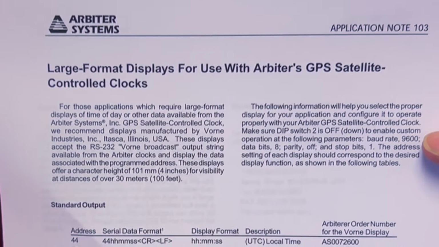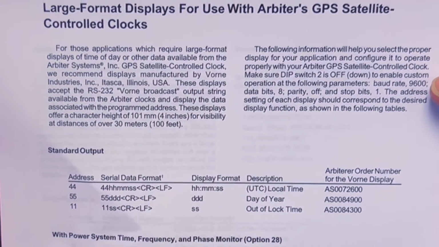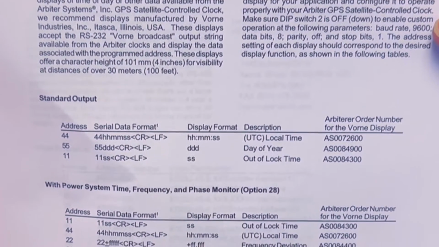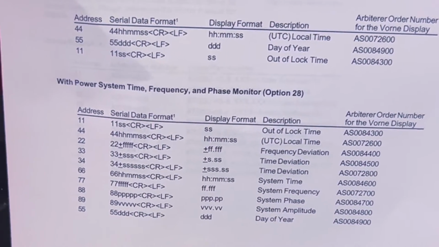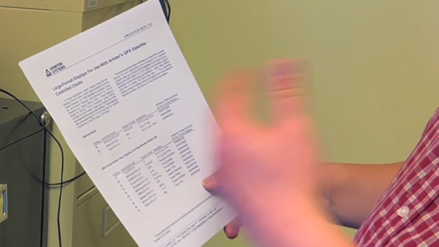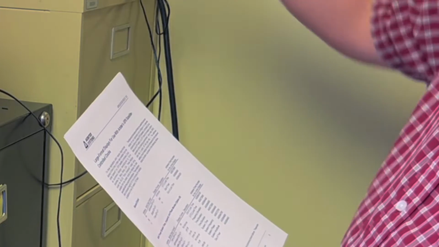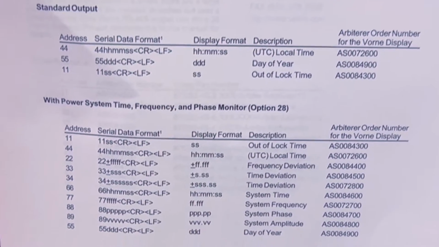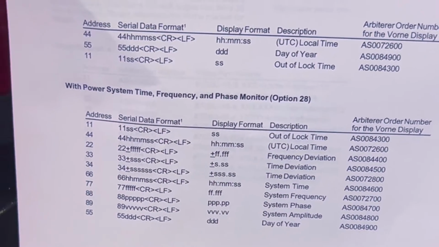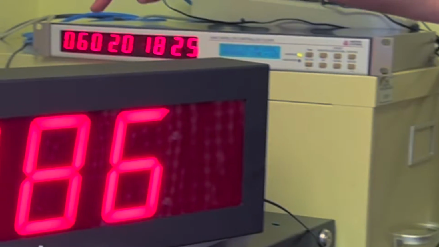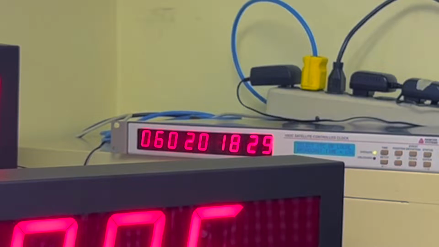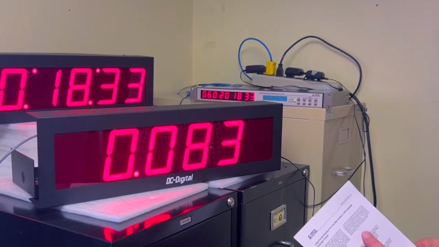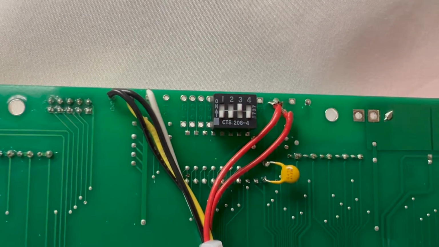So there is an Arbiter application note 103. In here you can do out of lock, local time or UTC time, frequency deviation, time deviation, system time, which refers to UTC time plus or minus whatever your time deviation is, system frequency, system phase, system amplitude, or Julian date. Over here you can see the Julian date and the UTC time as well. And then we can display any one of these using dip switches on the back here.